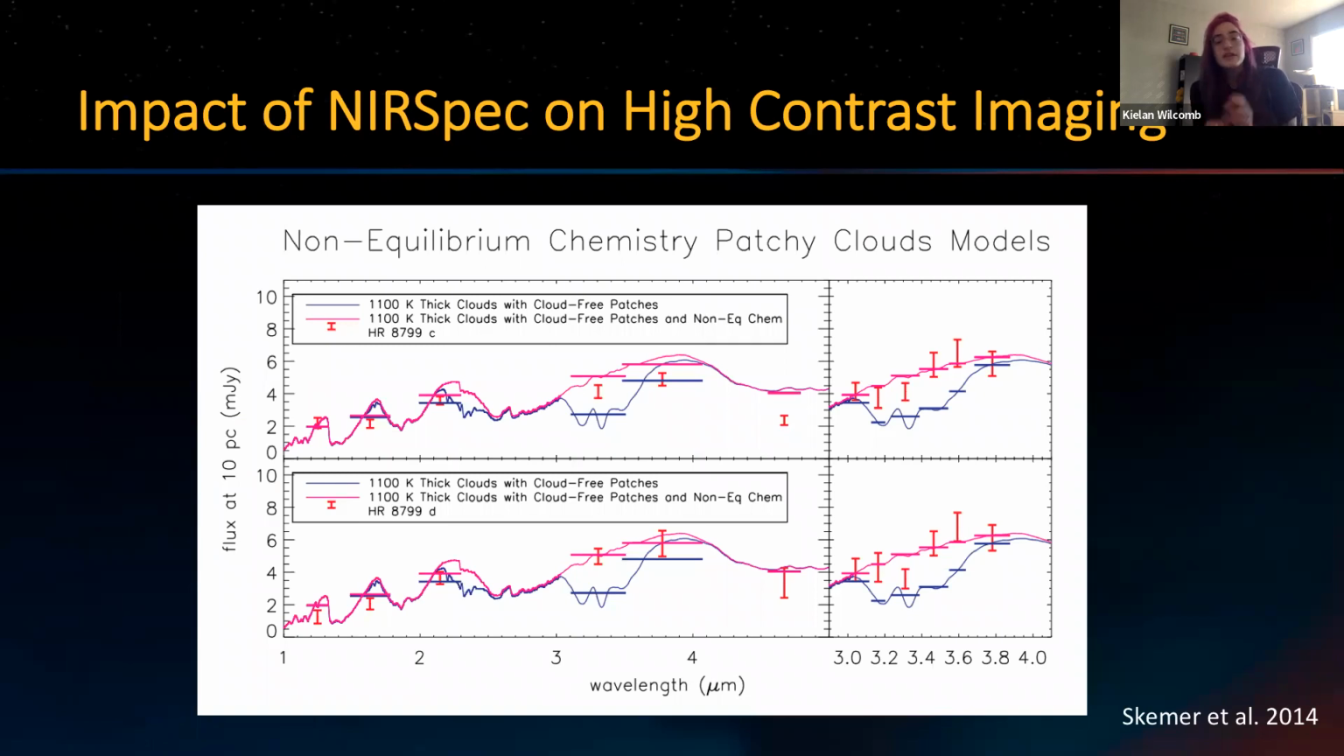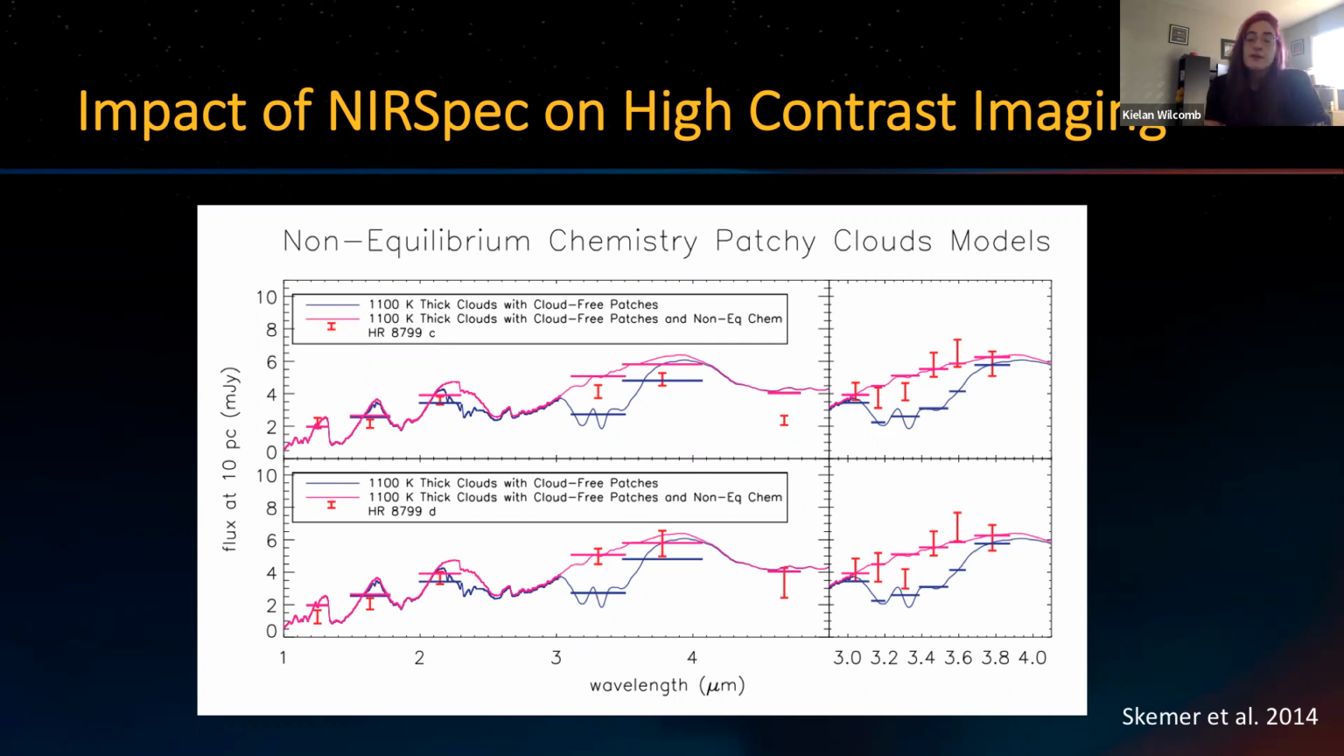Low-gravity objects such as the young directly imaged exoplanets have near-infrared spectra that lack methane, which suggests their atmospheres are out of equilibrium. NIRSpec measurements of CO and methane at multiple wavebands can reveal the vertical extent and strength of mixing in the atmospheres of the planets, which can account for non-equilibrium chemistry.